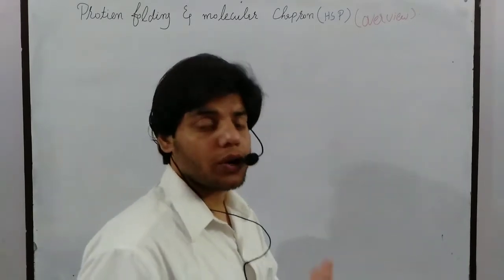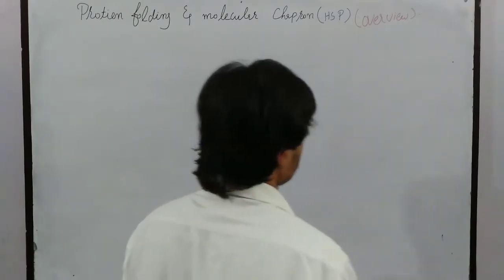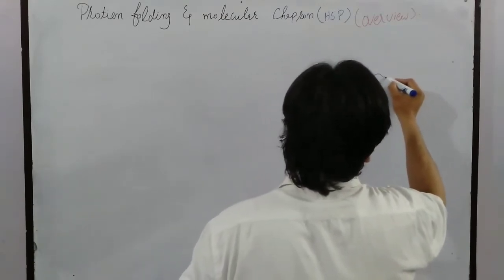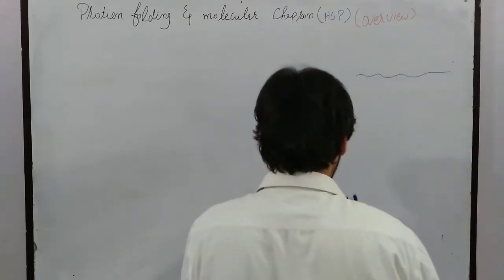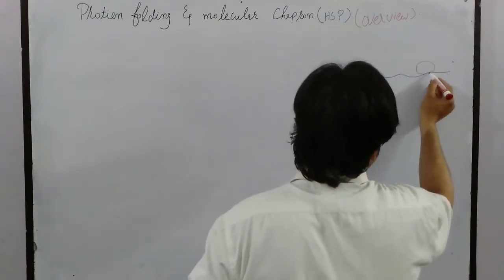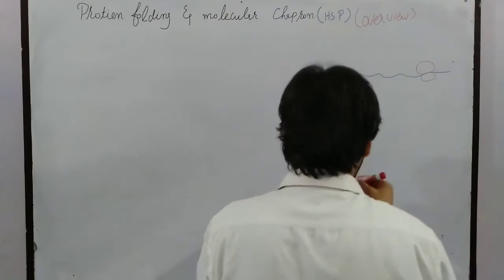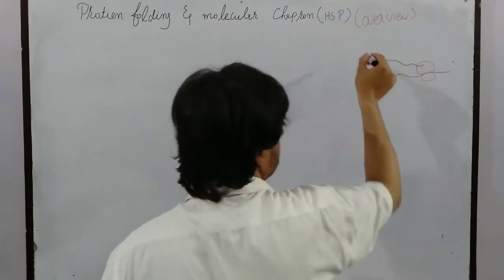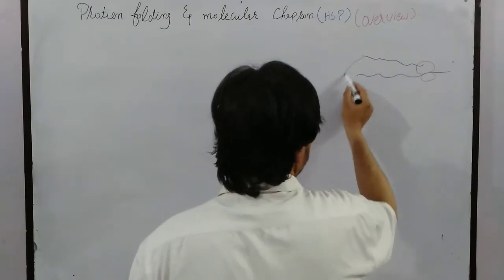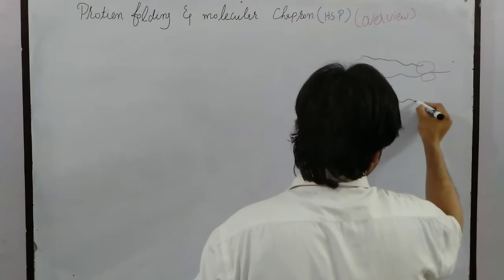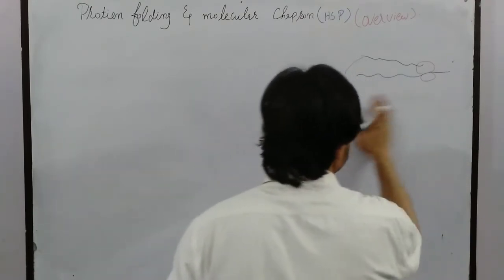If we talk about it with the help of diagrams, let's suppose this is the messenger RNA, and this is the ribosome. This is the large subunit, this is the small subunit of the ribosome, and this is the protein being synthesized, as you can see. Once the protein is synthesized, it will be in a linear form. So this is the linear form of the protein.